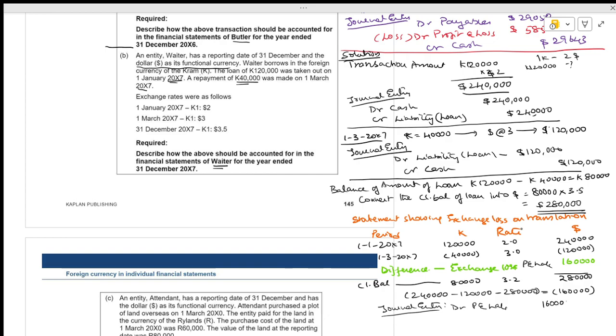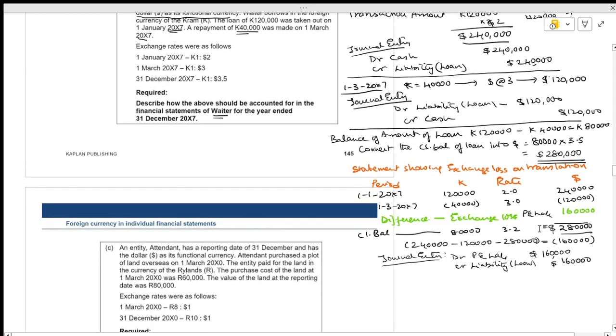160,000. Your liability is increasing because you are paying more. Is it right? Credit will be the liability in terms of loans. How much? 160. Put the currency, very important, dollars. This is the way we have to make sure how things will progress.